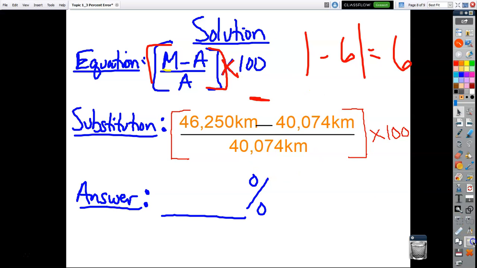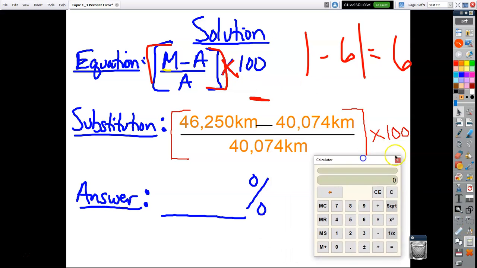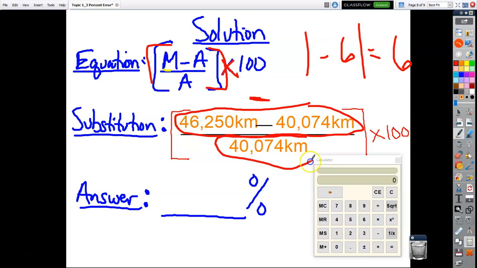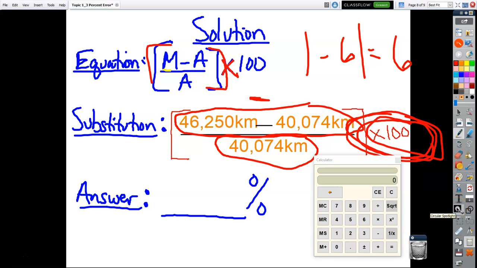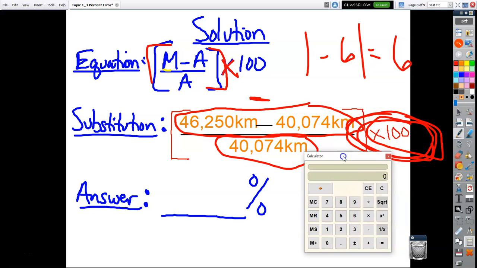And then I'm just going to use my calculator. Again, 3 equals, because I have 3 things I'm doing. I'm going to find the difference. That's 1. Then I'm going to divide. That's 2 equals. And then the times 100. That's 3 equals. A common mistake kids will make is they'll do the subtract and the divide. They'll forget this times 100 thing, and they'll end up with a decimal. And then they wonder where they made a mistake. So try not to forget that multiply 100 thing at the end.